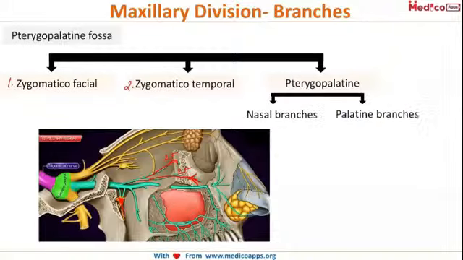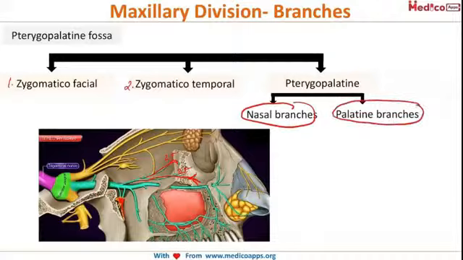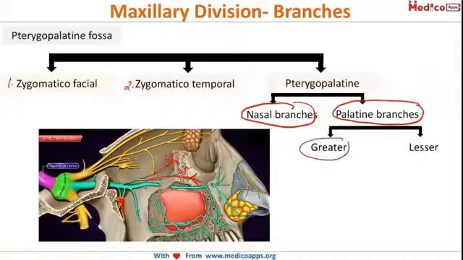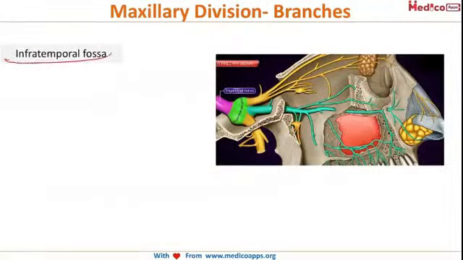Then it gives a few branches to the pterygopalatine ganglion, that is this ganglion here, the monkey ganglion. So the branches through the pterygopalatine ganglion are nasal branches and palatine branches. The palatine branches are of two types. We have the greater palatine and the lesser palatine. The greater palatine supplies the posterior part of the palate, and the lesser palatine supplies the anterior part of the palate.